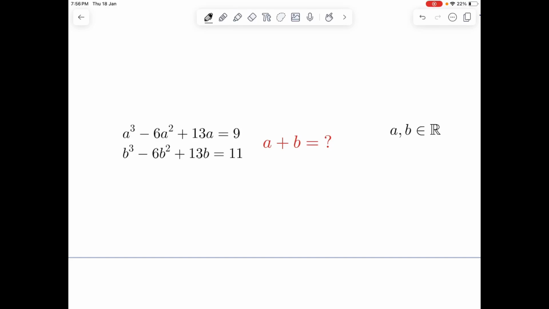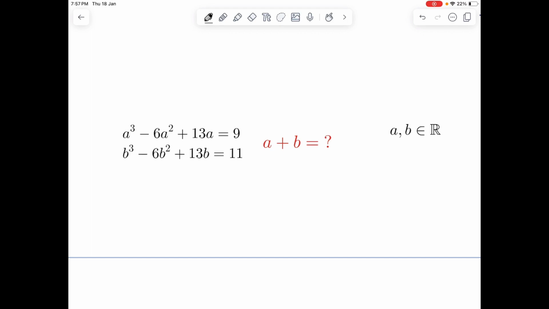And here we have a very interesting problem from theory of equations, which is relevant and very useful nowadays for JEE kind of examination. So a, b belong to real numbers, and a and b satisfy these two constraints. We need to find a plus b. Now, before you go further, you can pause and try on your own. Okay, so let's see the solutions.